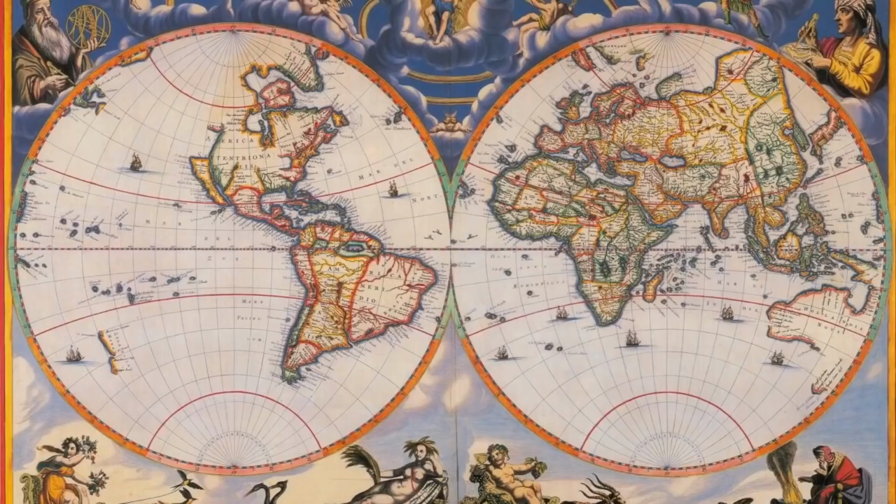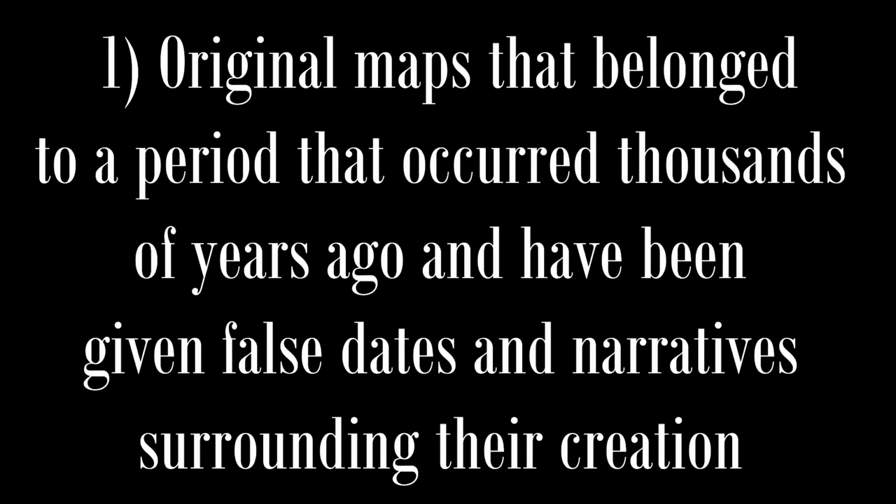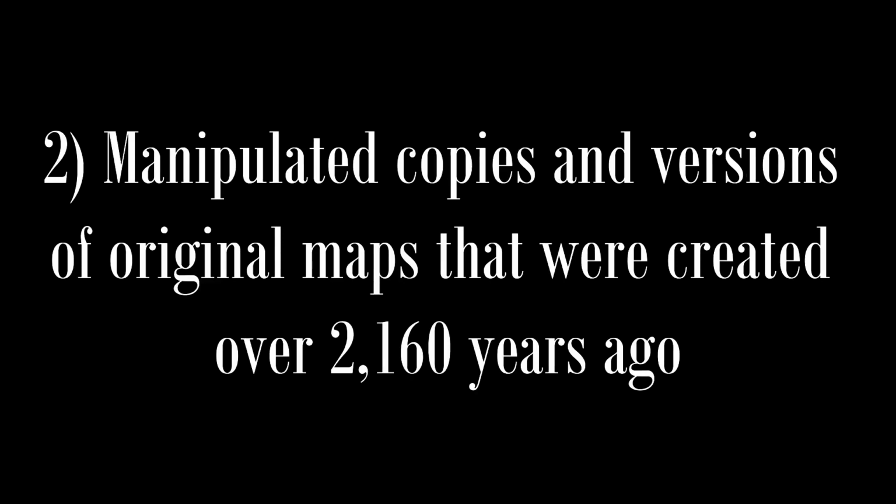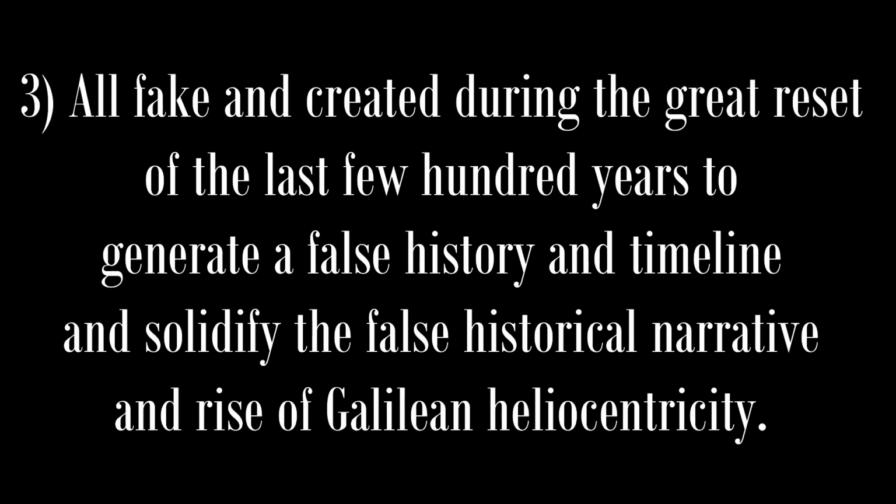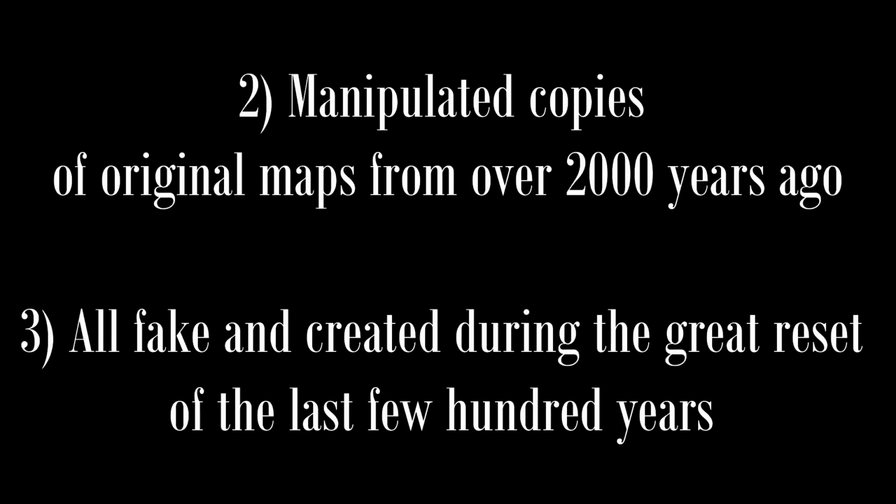The maps, all of them, Mercator and so on, are either: 1. Original maps that belong to a period that occurred thousands of years ago and have been given false dates and narratives surrounding their creation. 2. Manipulated copies and versions of original maps that were created over 2,160 years ago. Or 3. They are all fake and created during the Great Reset of the last few hundred years to generate a false history and timeline and solidify the false historical narrative and the rise of Galilean heliocentricity. Out of all of these options, the second and the third are most likely.